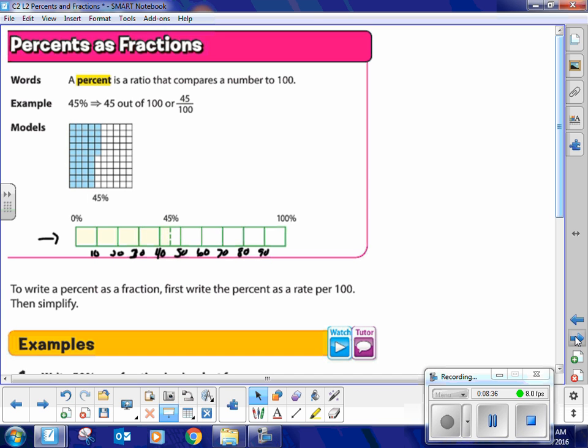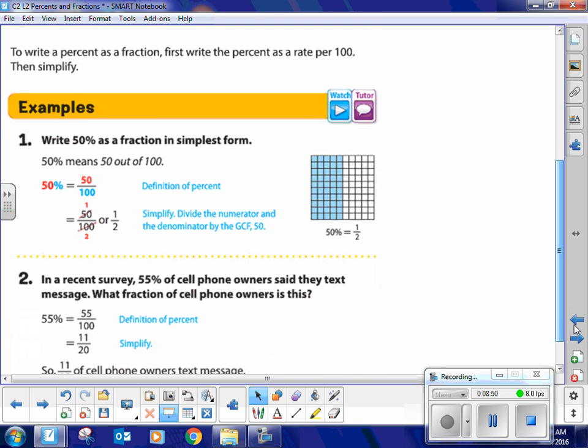Now it actually tells you exactly what you should do. To write a percent as a fraction, first write the percent as a rate per 100. Then you must simplify. I know that's the thing that most people are having a hard time with, the whole simplifying.